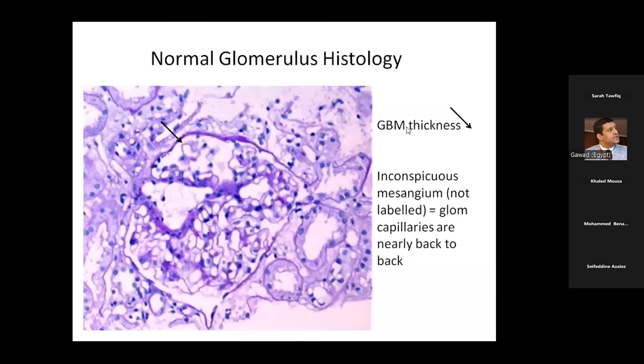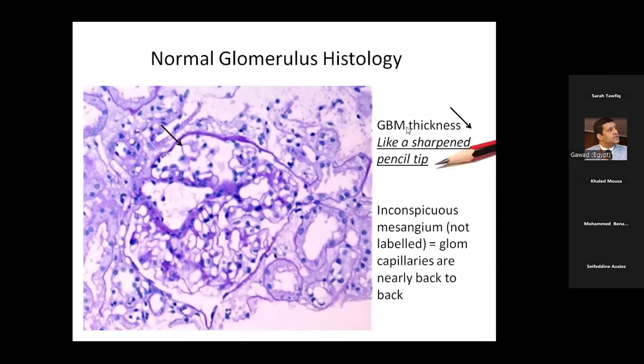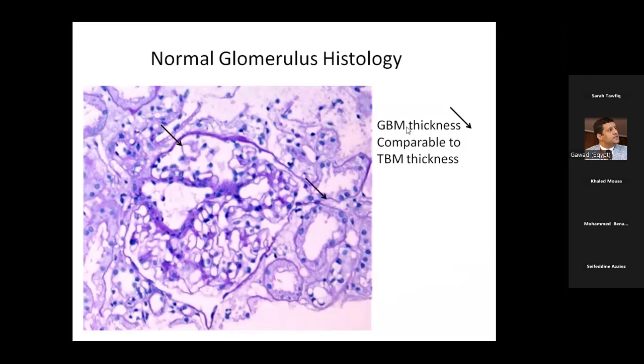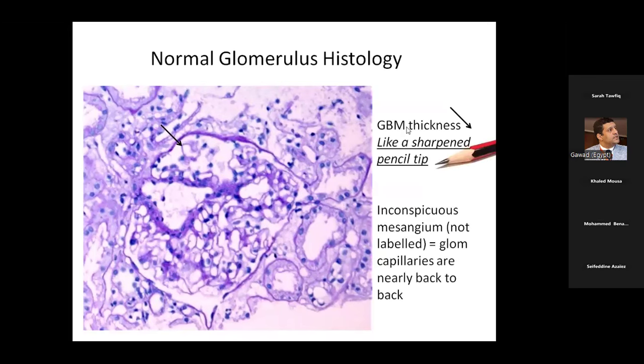Back to the normal glomerulus histology. The glomerular basement membrane is just like a sharpened pencil tip that will draw a thin line. This thin line is the glomerular basement membrane. We can compare the normal thickness of the glomerular basement membrane with the tubular basement membrane. Both have the same thickness, and we can use this as an internal control if we would like to say that this glomerular basement membrane is of normal thickness.